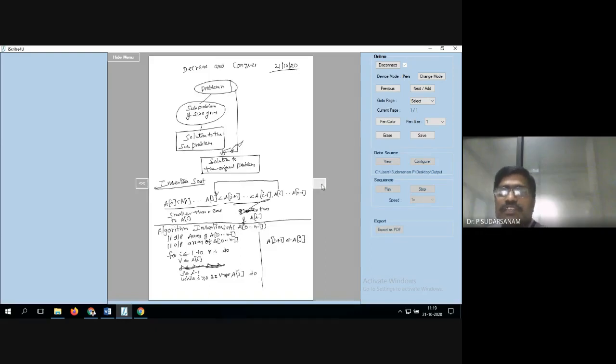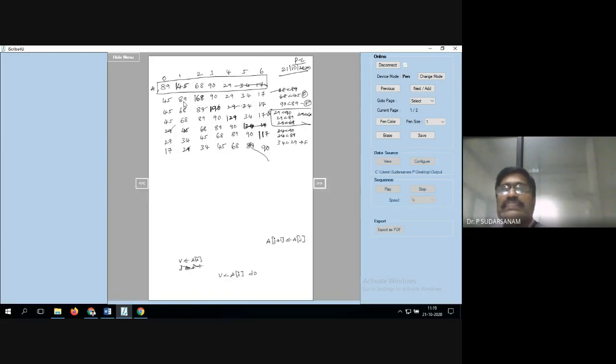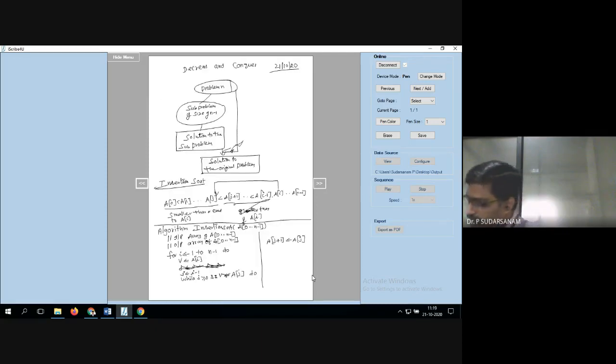Next, what I have done here: 68 is less than 89, so 89 we moved here. Now next, the J value has to be decremented by 1. So J is equal to J minus 1. 89 we have moved here, now you have to come to the next location, that is 1 to 0. So for that, how to write it is nothing but J is equal to J minus 1. Any doubt till here? No, sir.